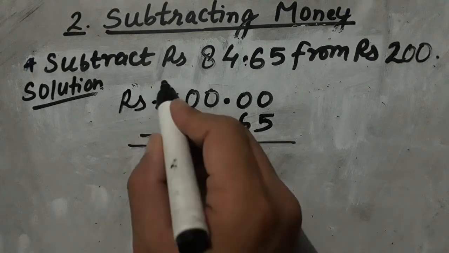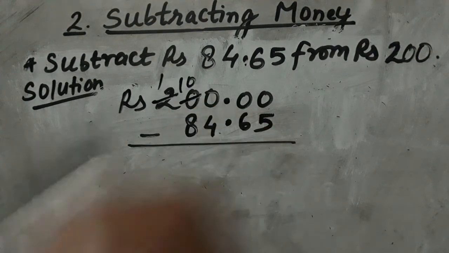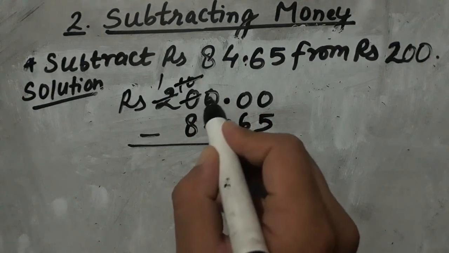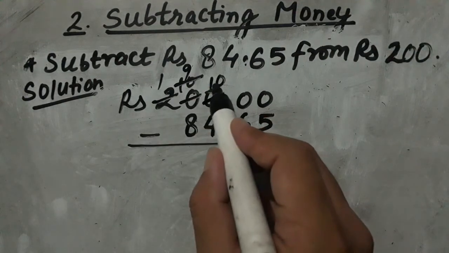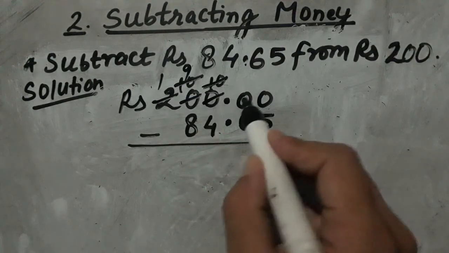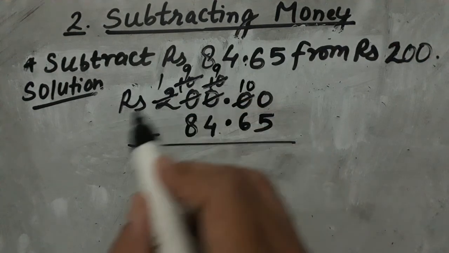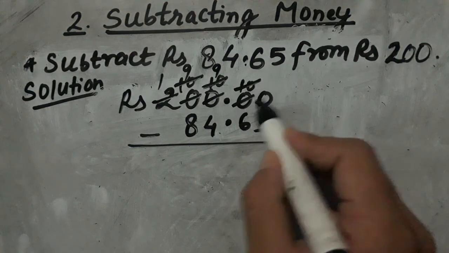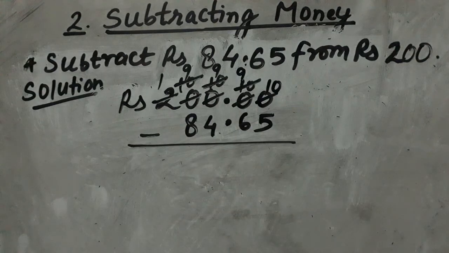If we take a borrow, it remains 1 here. Now it becomes 10. Similarly, this 10 will give a borrow to this 0. This 0 becomes 10 and this becomes 9. Now similarly this 10 gives a borrow to this 0. This becomes 10 and this becomes 9. Now similarly this 10 will give a borrow to this. It becomes 10, whereas this becomes 9. So now students, let's subtract.